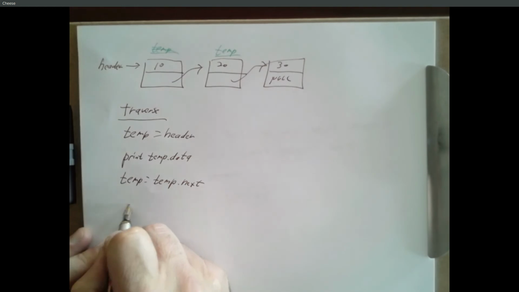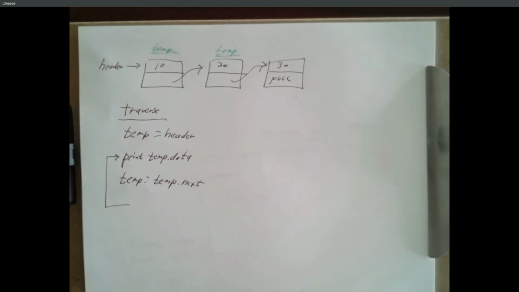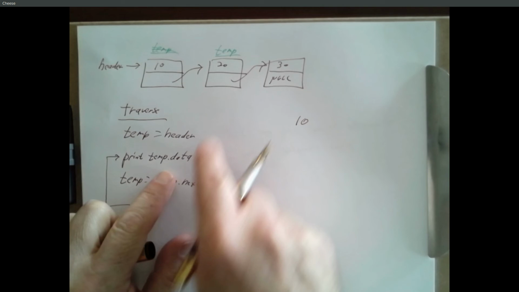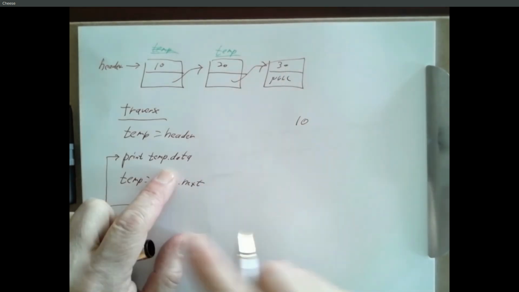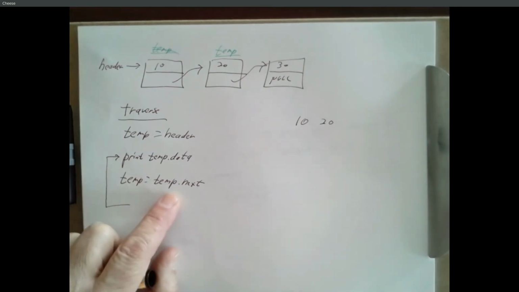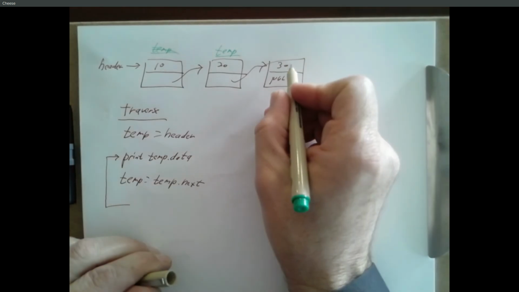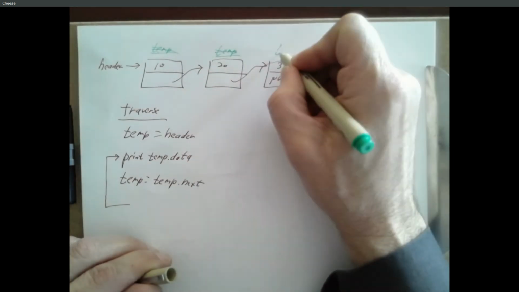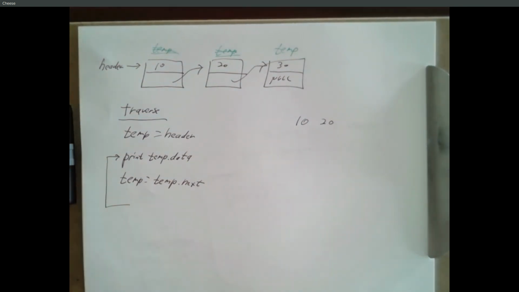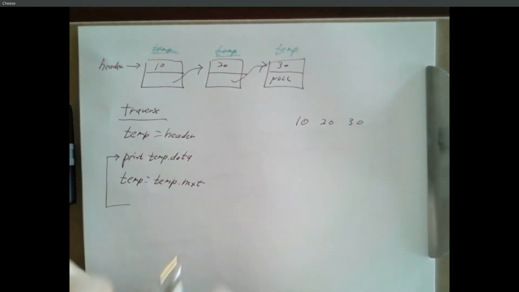And so now if we do a branch or a loop back up here to the print statement, all right, we printed a 10 already. Now we're going to say print temp.data. Well, temp is this node with a 20. When we print temp.data, it's going to print a 20. And now when we say temp equals temp.next, temp.next points to this node, so temp has just changed to refer to this node. And we go back to the top of our loop. We print temp.data, which is now a 30, and we say temp equals temp.next.